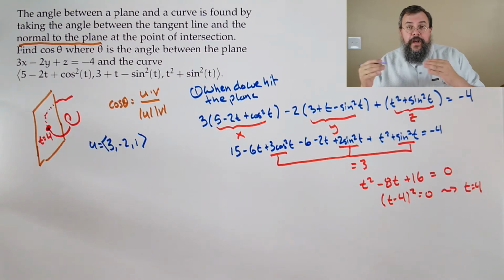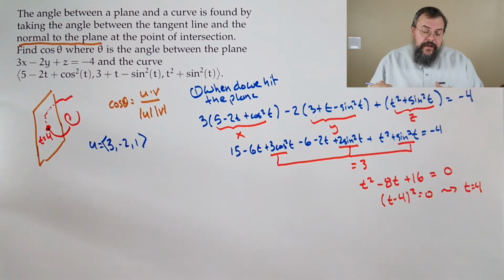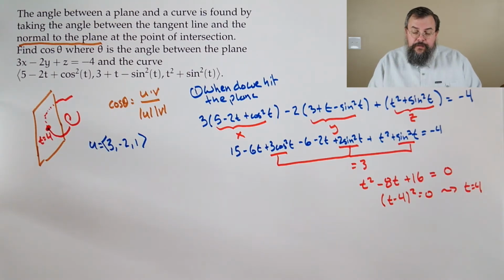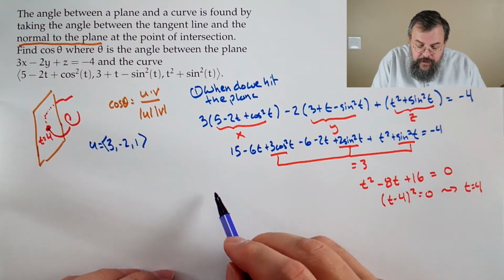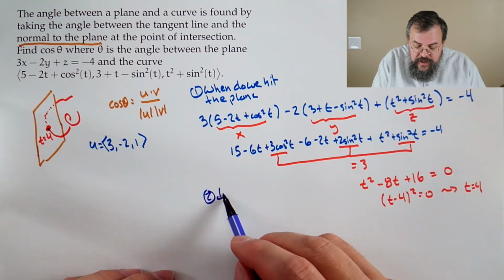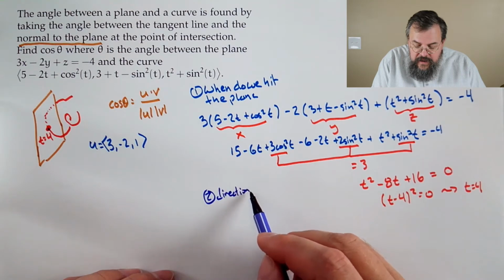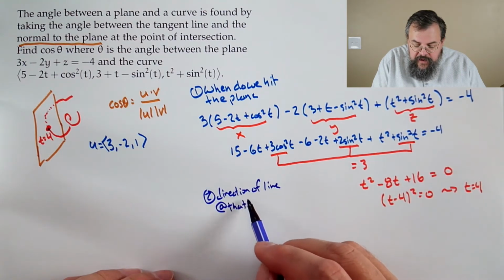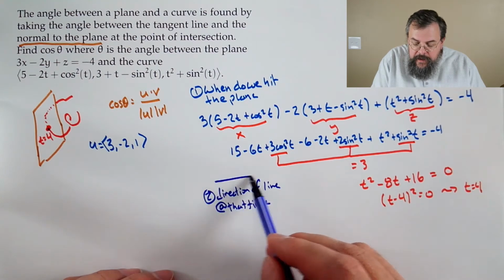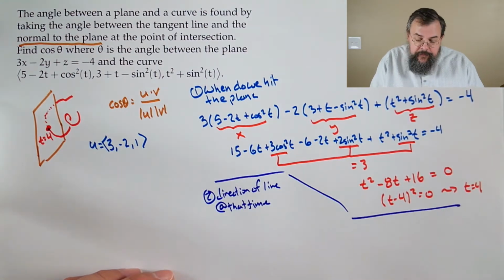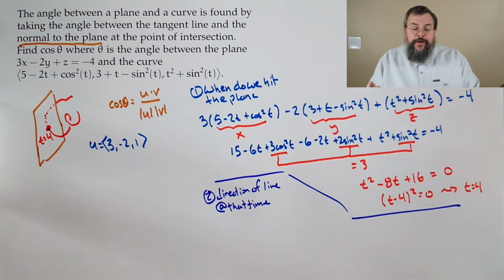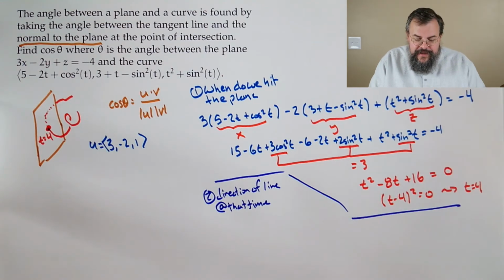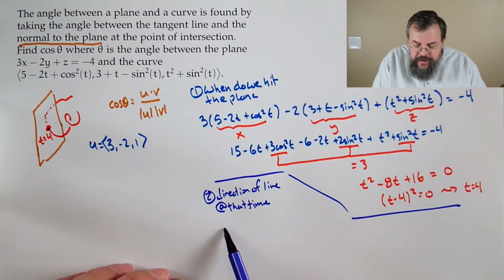Okay, what happens next? Now that we know when we hit the plane, the next thing is to say, okay, step 2. What's the direction of our line at that time? And when I say that time, I mean the time when we hit the plane. So to figure that out, we need to take a derivative. So we have r prime of t.